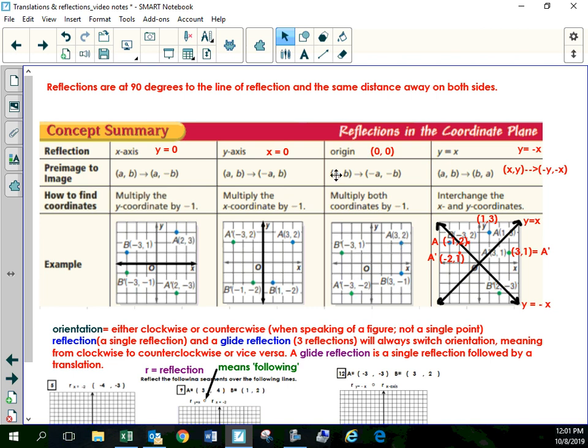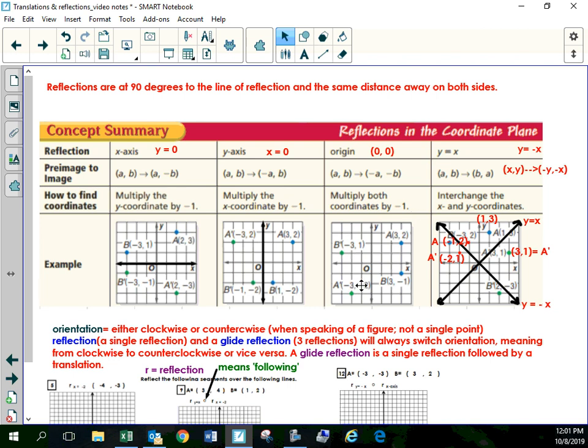Okay, so what is the rule? Again, if I start with my pre-image point A, B, or x comma y, so here we look at their A, 3, 2, it just tells me to do the opposite on both of them. So 3, 2 becomes -3, -2. That's simple.